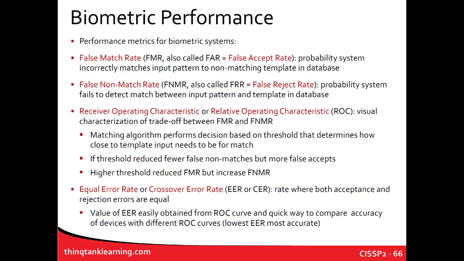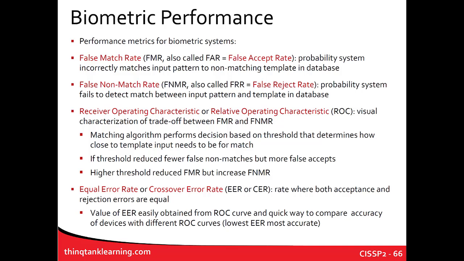Biometric performance. Performance metrics for biometric systems are based on different values. FMR, false match rate, also called FAR, false acceptance rate. This measures how often the system incorrectly accepts an unauthorized user. For example, someone else's fingerprint gets mistaken for your fingerprint. The lower the FMR, the higher the security. But this could also introduce user friction. We'll talk about that in a little more detail later on.